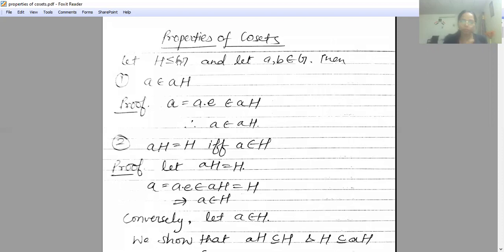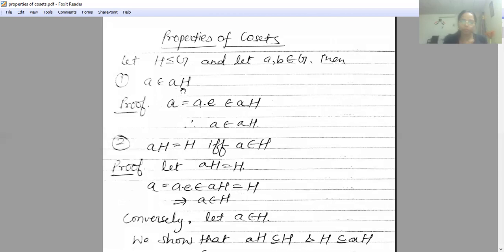So let us take a group G, and H is a subgroup of this group G, and suppose that A and B are two elements of G. Then the first property says that the representative element of a coset, and here we are going to take left cosets. So if you are taking the left coset AH, then this A is called the representative element of this coset. This property says that the representative element belongs to the coset. So we are going to show that A belongs to AH.